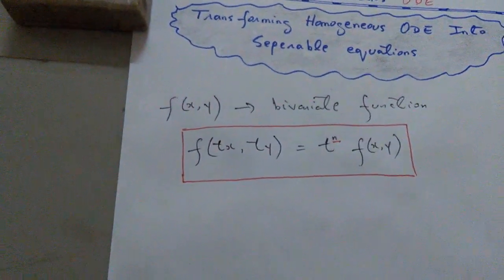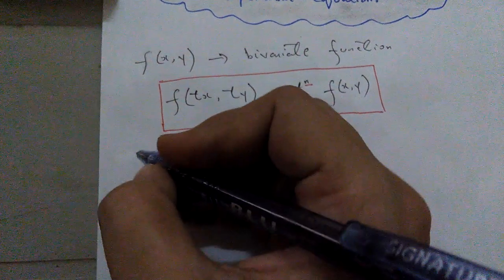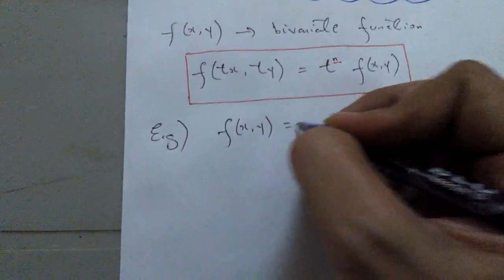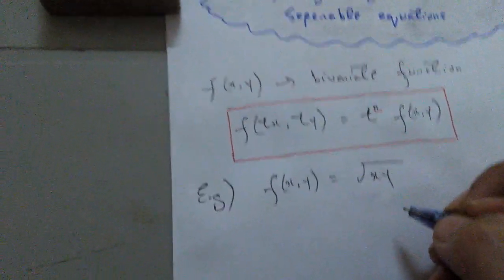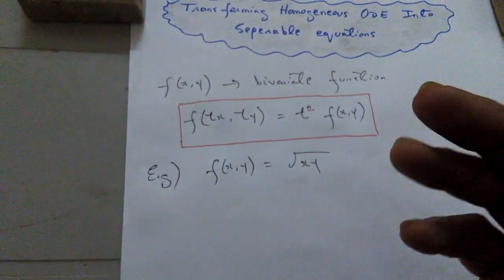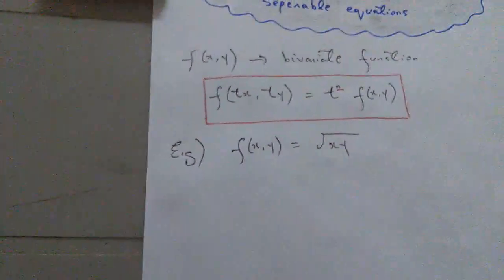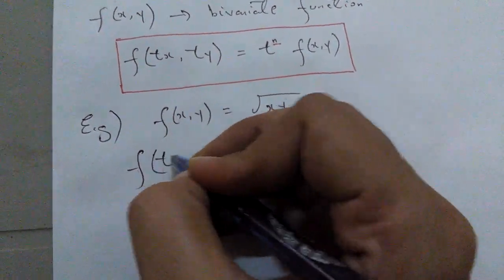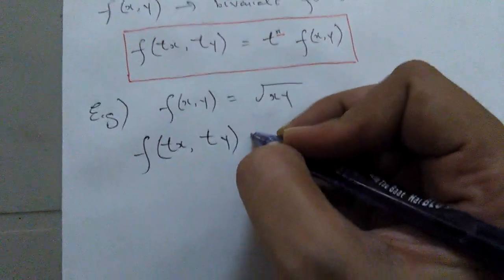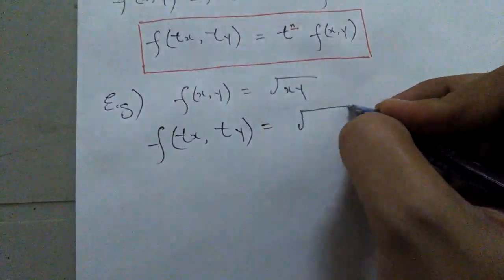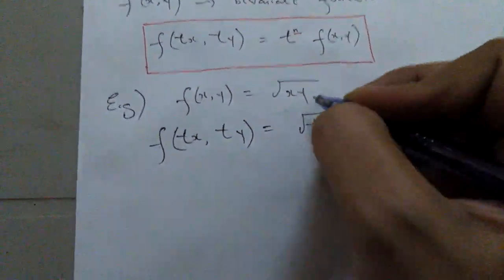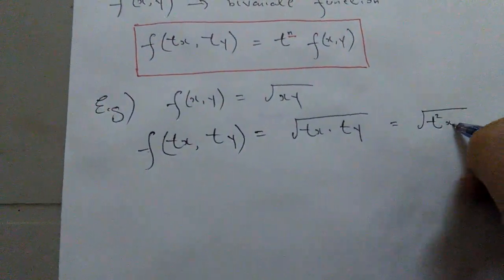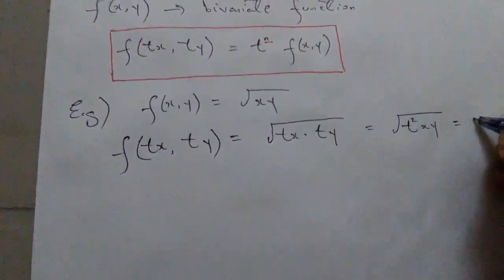In order to understand the concept, I have maintained a couple of examples here. For example, if I say my function f of xy is this, I ask you to analyze: is it a homogeneous function or not? And if it is, what exactly is its degree? So I'm going to replace my x by tx and y by ty. This is the way of checking, nothing more than that. Wherever I have x, I put tx; wherever I have y, I put ty. It comes out of the radical or square root, and it gives me this form.